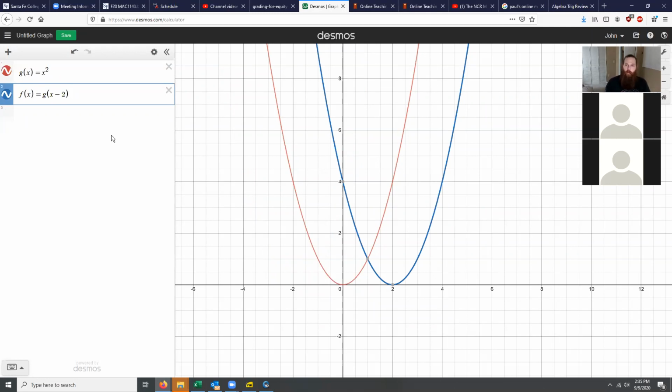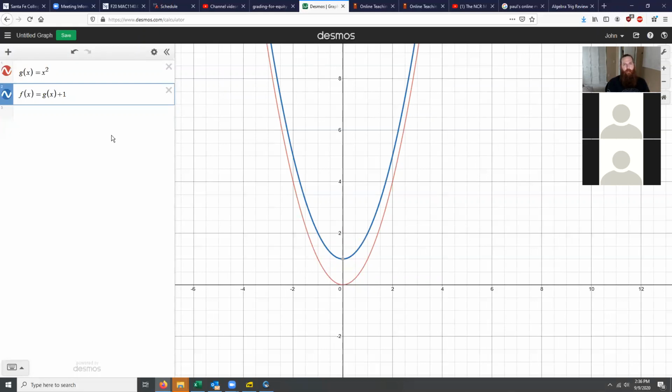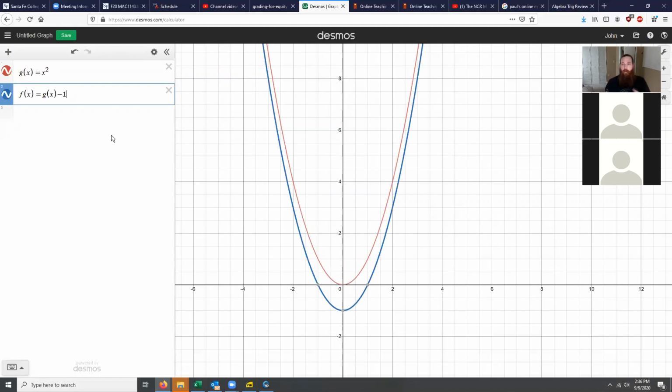So x stuff is horizontal stuff, stuff that happens on the inside of the function. Y stuff is vertical stuff, and that happens on the outside of the function. Okay, so what else could we do? If I add 1 on the outside, that will bring everything up by 1 unit, because I'm adding 1 to all the y values on the graph. If I subtract 1 on the outside, that will bring everything down by 1 unit, because I'm subtracting 1 from all the y values on the graph.